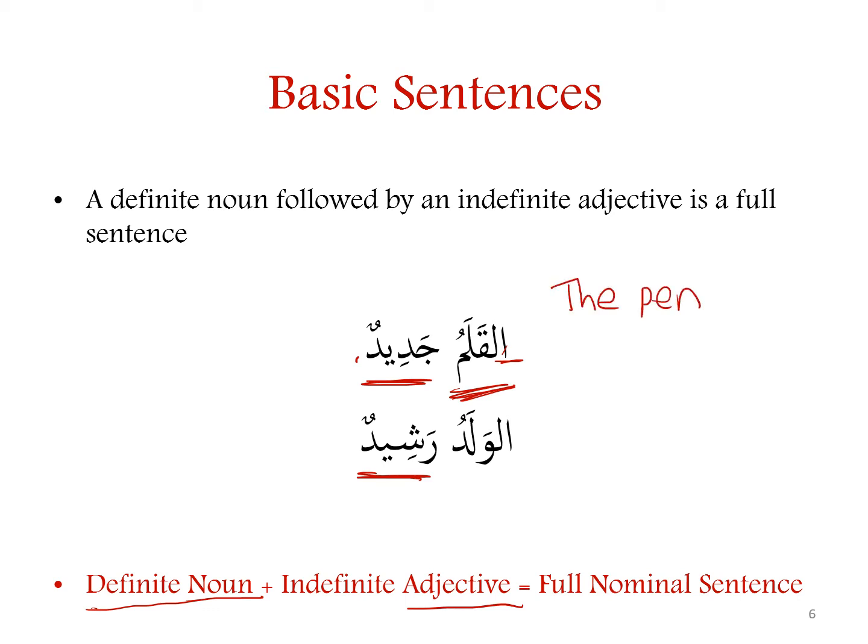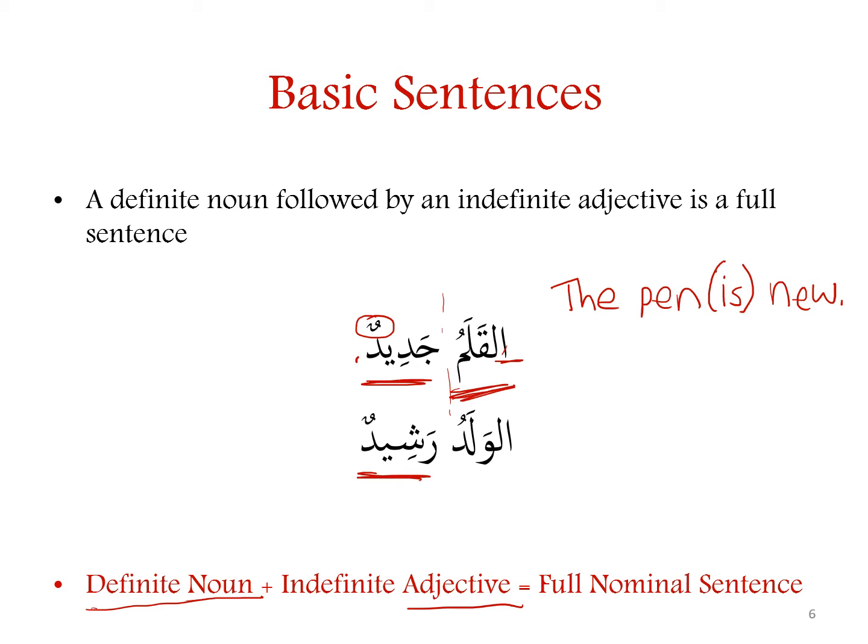Now remember, there's no word for "is" in Arabic. The "is" falls in between. Jadidun means new. The pen is, I'll put this in brackets because there's no specific word for it in Arabic, the pen is new. So we can't say here "the new pen." There's a different way of terming that in Arabic, which we'll get to later on. When we have a definite noun followed by an indefinite noun, we have a full sentence, so it means the pen is new. So this adjective has to be indefinite.